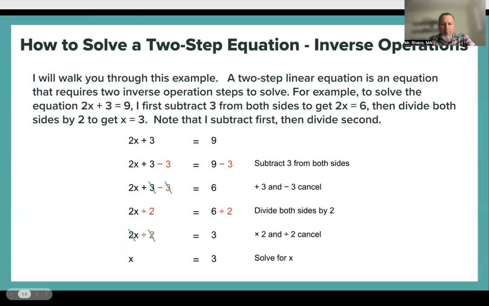Look at this example right here. 2x plus 3 equals 9. A two-step linear equation is an equation that requires two inverse operation steps to solve. For example, to solve the equation, I first subtract 3 from both sides to get 2x equals 6. Then divide both sides by 2 to get x equals 3. Notice that we're subtracting first, then dividing second.